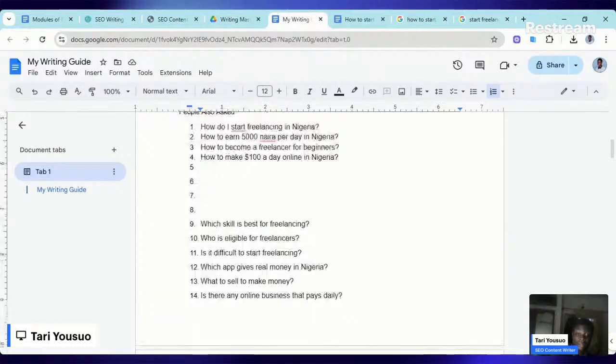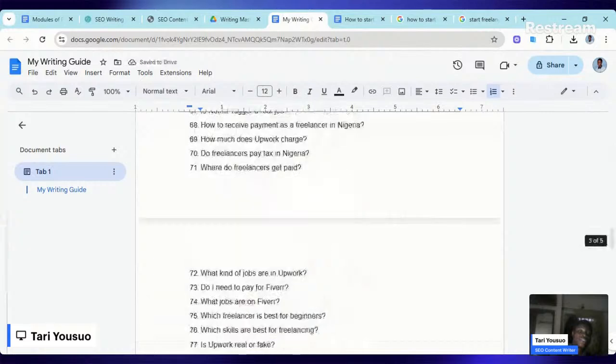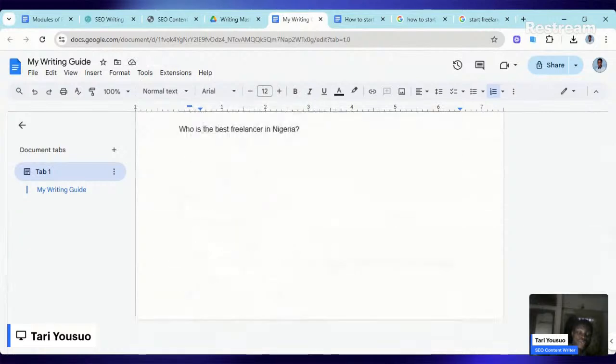how to make money. Which skill is best for freelancing? So, who is eligible for freelancers? So, all these are questions that should be included. So, I was saying, how do you know which questions to add to your article and which ones to throw away?